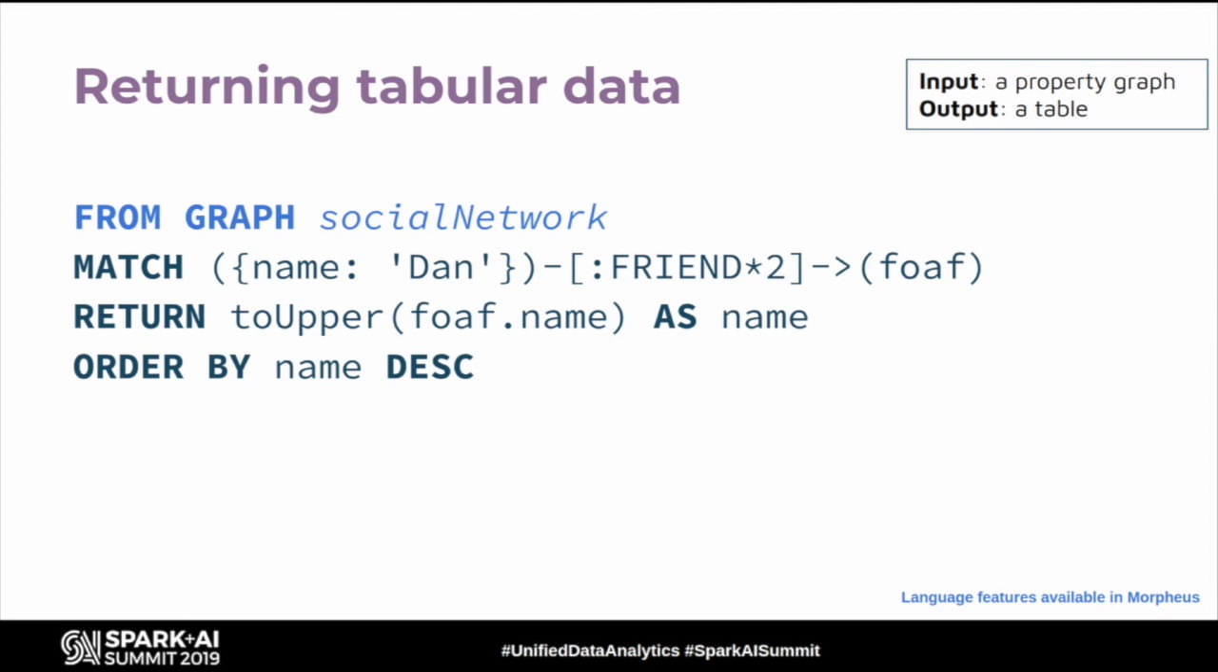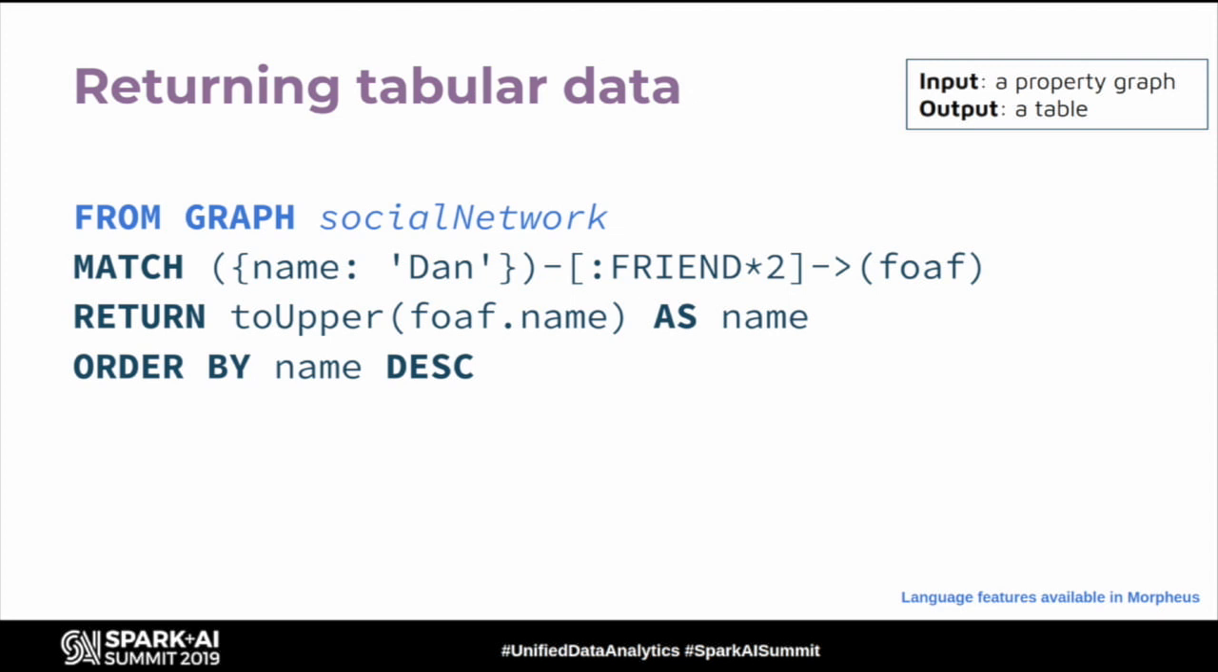On the following slides, the blue part of the query is basically what is capable in Morpheus, so it's a Cypher 10 language feature. And the black part, or the dark blue part, is Cypher 9, which is part of Neo4j, for example. So for that query here, the input is a property graph, because we say FROM GRAPH social network, that's a specific name which we use to address a graph. This can be stored in whatever data source we imagine.